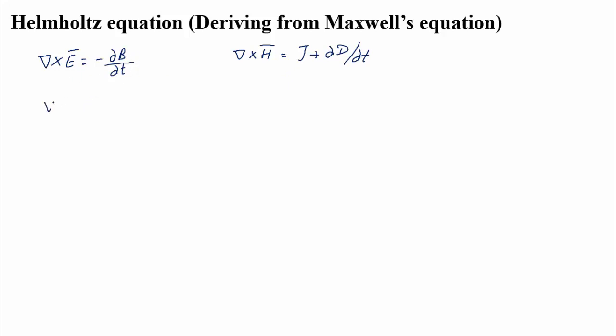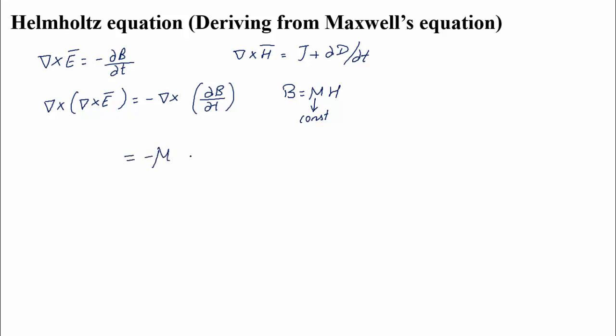Let me take curl on both sides. So what I will be getting is curl of curl E, which is equals to curl of minus dou B divided by dou T. But what do you mean by B? It is mu times of H, where mu is a constant value. If I am assuming mu as a constant one, what I will be getting is minus mu times of dou by dou T of curl H.